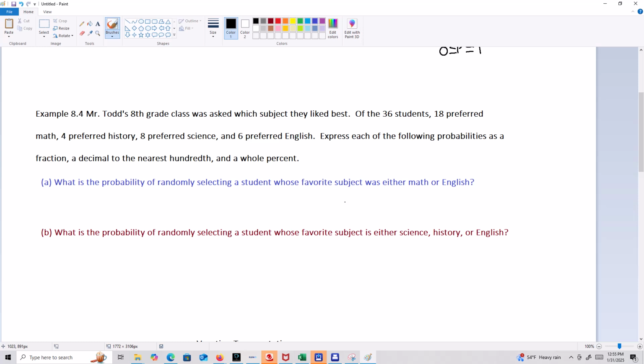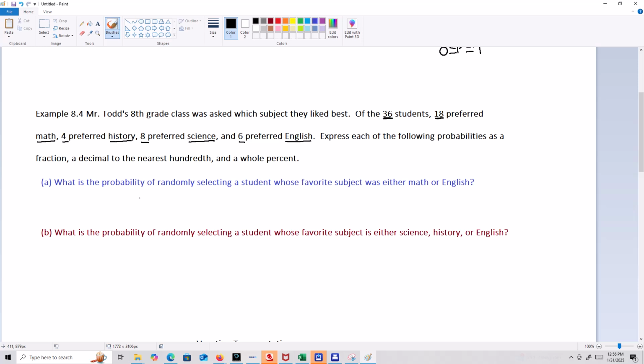All right, so we're going to look at a quick example. Mr. Todd's 8th grade class was asked which subject they liked best. Of the 36 students, 18 preferred math, 4 preferred history, 8 preferred science, and 6 preferred English. All right, and then it's going to ask us to express it as a fraction, a decimal, and a whole percent. Decimal to the nearest hundredth.